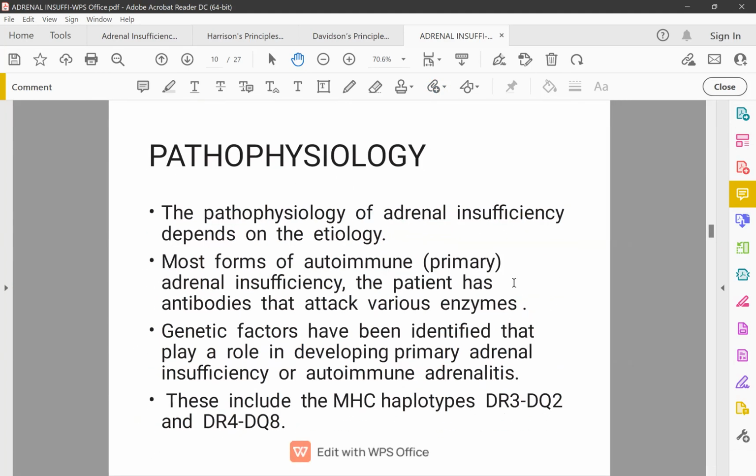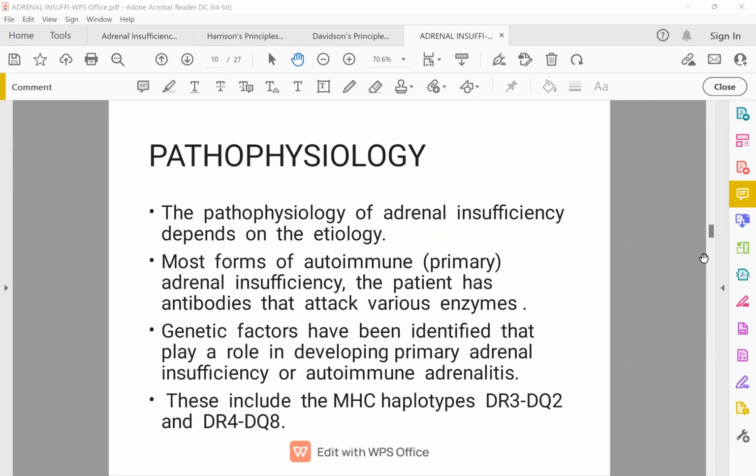Coming to the pathophysiology of adrenal insufficiency. The pathophysiology depends upon the etiology. Most forms of primary adrenal insufficiency may be due to an autoimmune cause. That is, the patient has antibodies that attack the various enzymes, and genetic factors have also been identified that play a role in developing primary adrenal insufficiency or autoimmune adrenalitis. That is, major histocompatibility haplotypes like DR3 and DR4. The point here is there are some genetic connections; MHC haplotypes are also associated. That's good enough. Next.